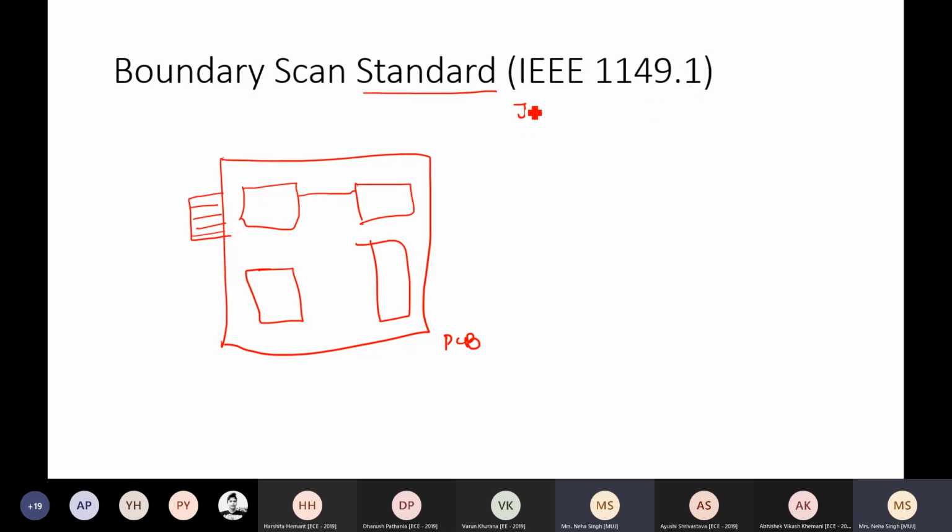This is also referred to as JTAG, Joint Test Action Group, because this was the action group which was working on developing some standardized methods so that different manufacturers can have their ICs working compatibly. So what this standard said is that whenever the IC chip is fabricated by any manufacturer, make sure that outside the chip you have a wrapper developed. So this standard introduced a wrapper.